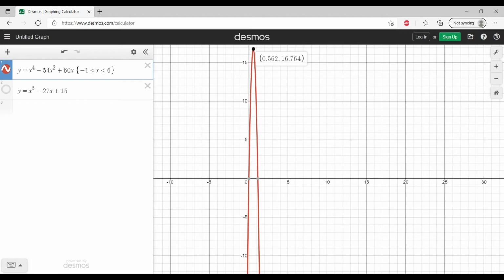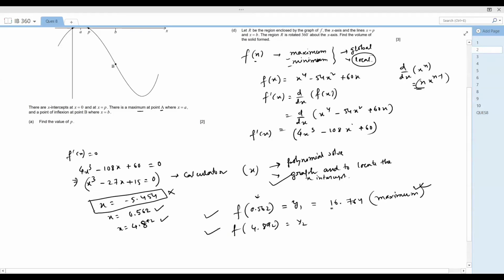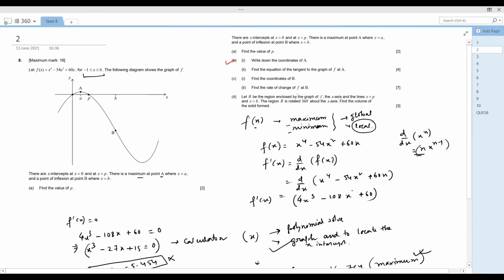Now we will go towards the next question. See the next question here. This part is done. Let me give you a more point to point answer for this. So write down the coordinates of A. This is done, and this is 0.562 comma 16.764.